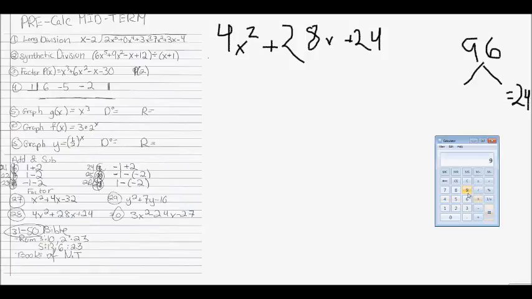So let's see here. 96 divided by 4 gives us 4 and 24, so that's not it. 96 divided by 6 gives me 6 and 16, so that's not it. 96 divided by 8 gives me 8 and 12. 96 divided by 24 gives me 24 and 4. I'm running out of options.